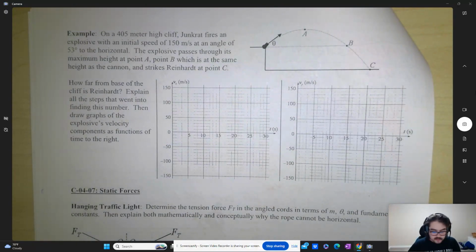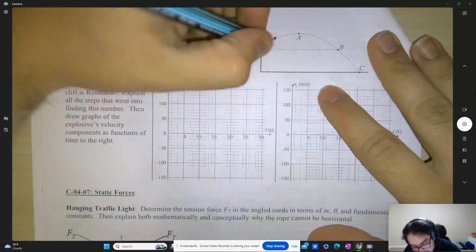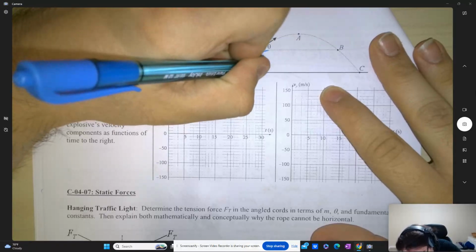Okay, so first and foremost, I need to break this up into components. Actually, let me annotate a couple things here. This height right here is 405 meters.